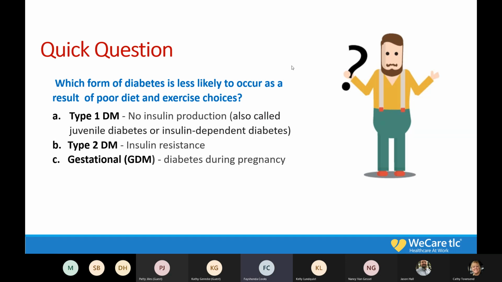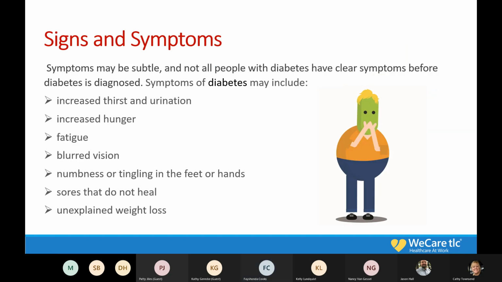I didn't see every hand, but the correct answer is A, type 1, because that's the one where it's the person's genetic makeup and their body is just not producing insulin. So their diet and exercise is not typically the contributing factor to that diagnosis.